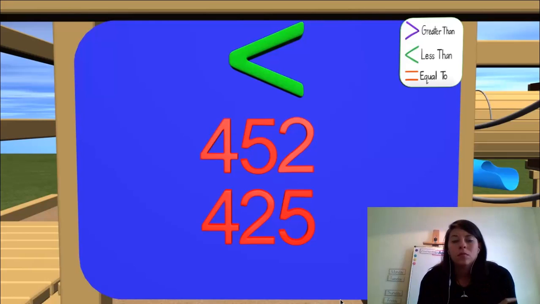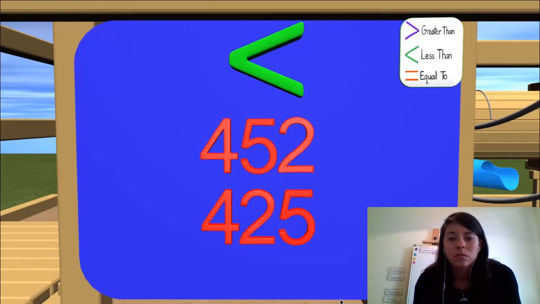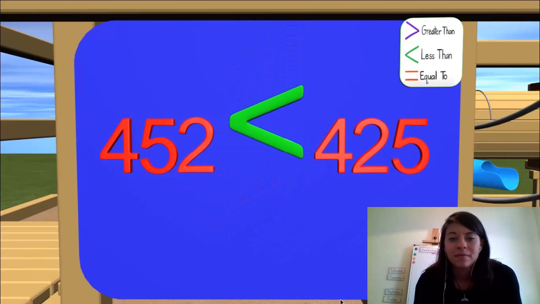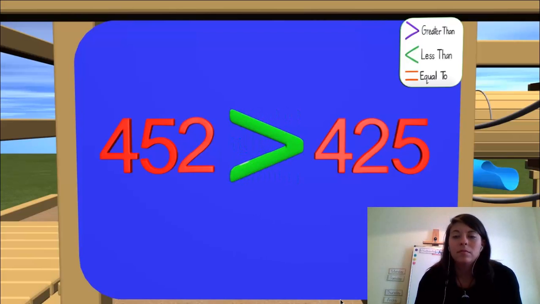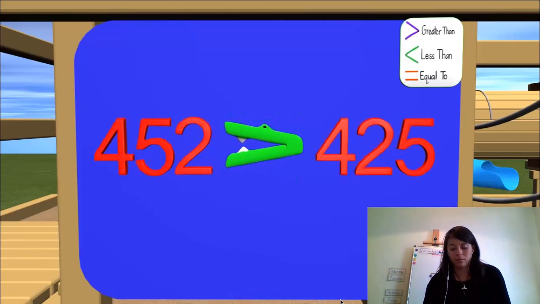In the tens place, in the top number we have 50, and in the number below we have 20. Which number is greater, 50 or 20? The 50 is greater, so right away we know that 452 is a bigger number. This symbol wants to eat the larger number, so which number will it want to eat? Right, 452. If we were to read this statement, we would start from the left and say 452 is greater than 425. Awesome job, guys. You're doing great.